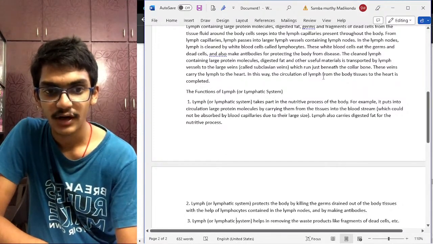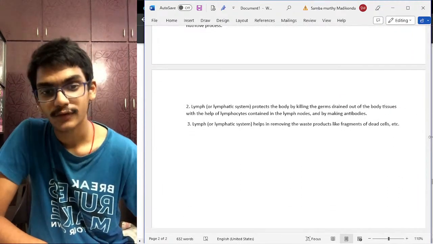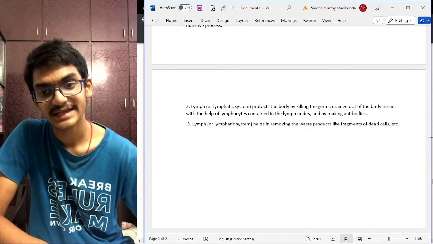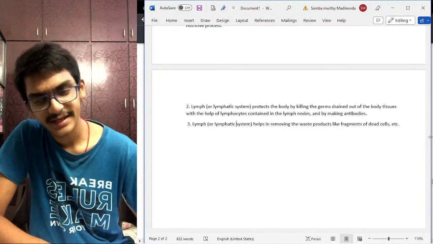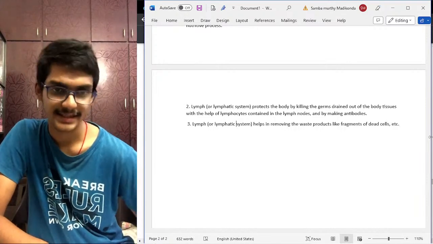Lymph protects the body by killing the germs which are drained out of the body tissues, with the help of the lymphocytes in the lymph nodes, and by making antibodies. Lymph also helps in removing waste materials like the fragments of dead cells.